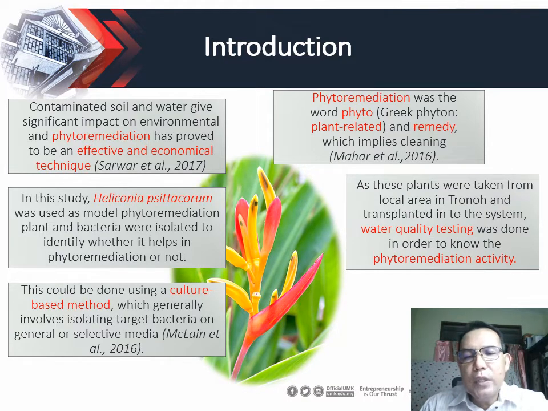As this plant was taken from a local area in Trono and transplanted into the system, water quality testing was done in order to know the phytoremediation activities. This could be done using a culture-based method, which generally involves isolating target bacteria on general or selective media.